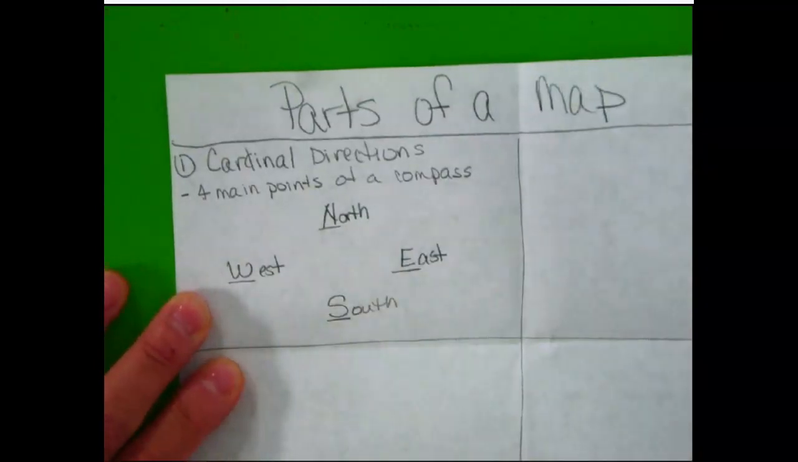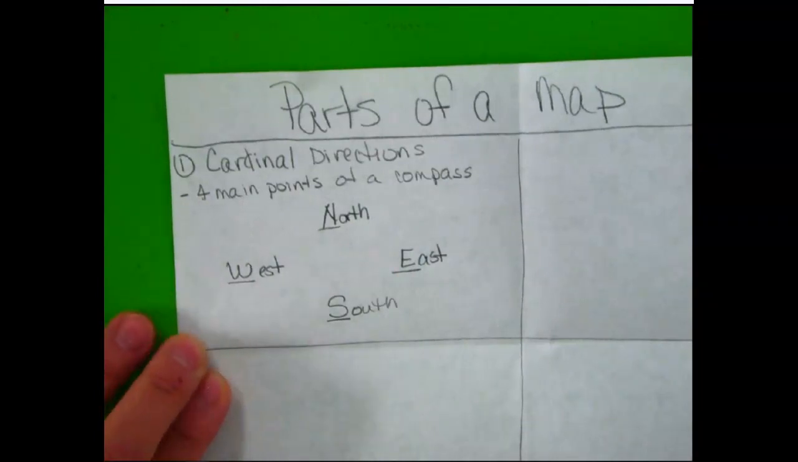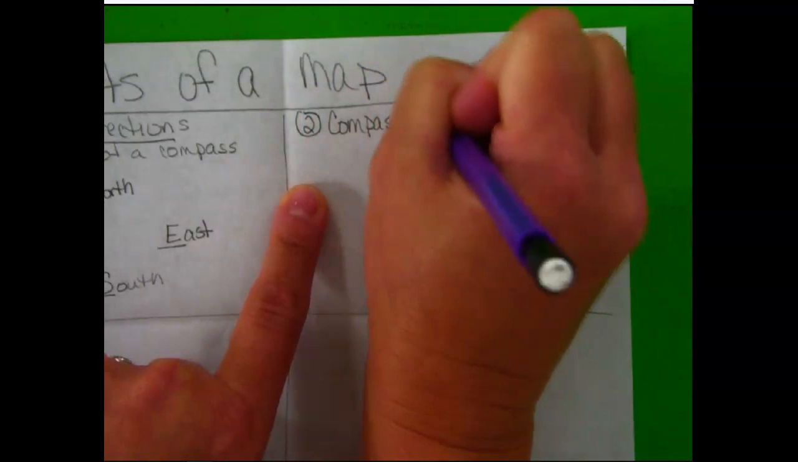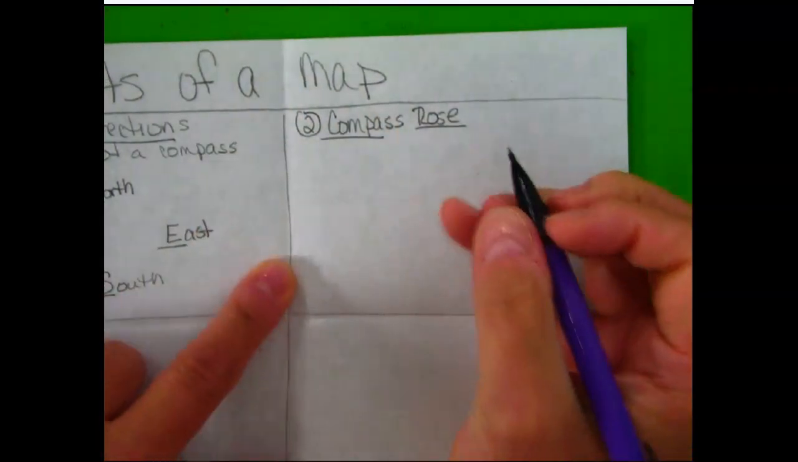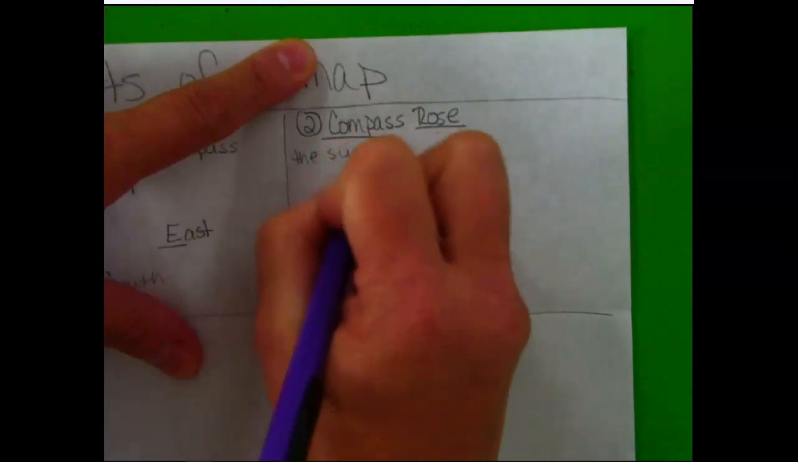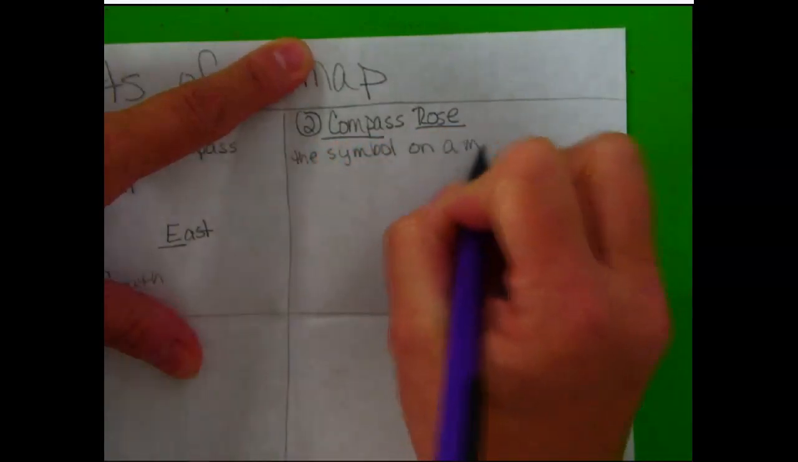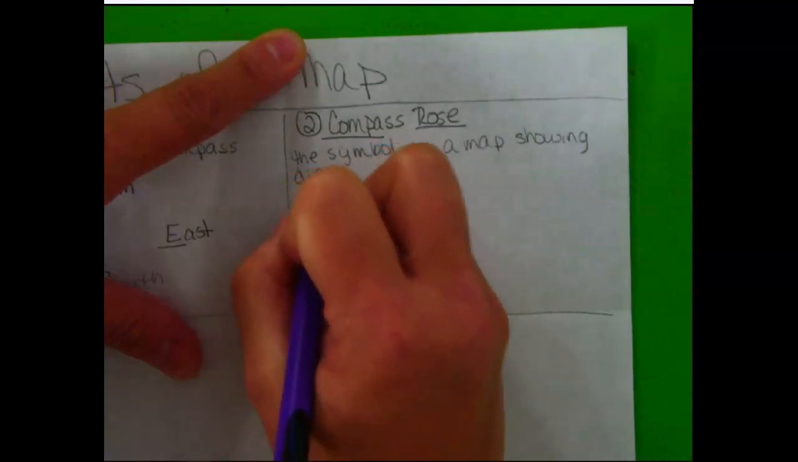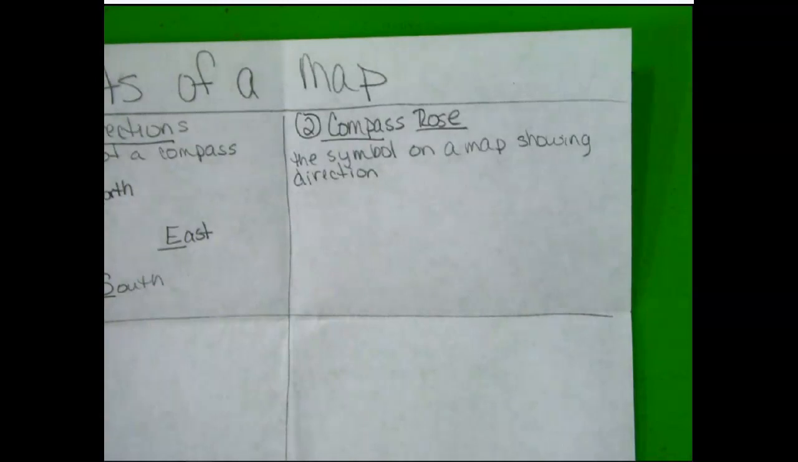Over here to the right, I am going to do vocabulary number 2. It's going to be a compass rose. Compass rose. The compass rose is the symbol on a map showing direction. It is the symbol on a map showing direction. Again, the compass rose is the symbol on a map showing direction.